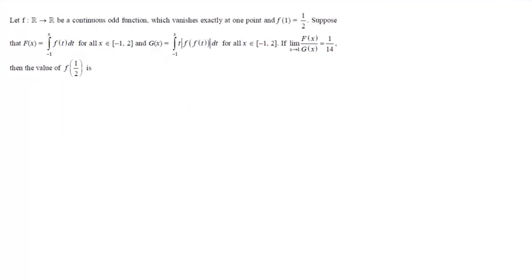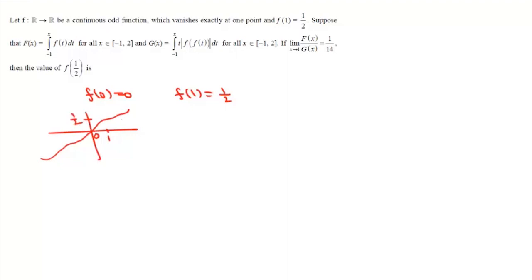Now here the question is, let f(x) be a continuous odd function which vanishes exactly at one point. Now it is a continuous odd function, and we know that for an odd function f(0) is 0 and f(1) equals 1 by 2. That means this function will be in the first and third quadrant with value at 0 being 0, and at 1, the value is 1 by 2.